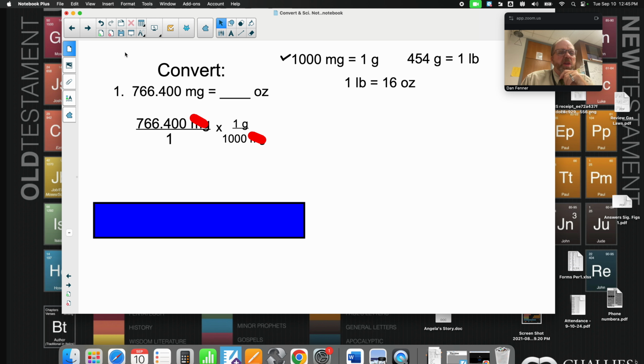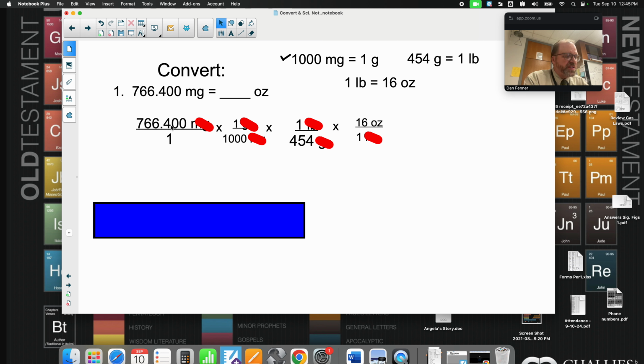Now we're going to use the next equality, which is grams to pounds. Again, grams go on the bottom, so the grams cross out. Pounds go on top. And then I'm going to do the last equality, 16 ounces over 1 pound. We see my grams cross out, my pounds cross out. I'm left in ounces. That's what I need. I can take my calculator, take your handy dandy calculator, and do the calculation.